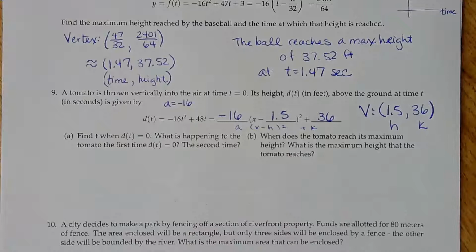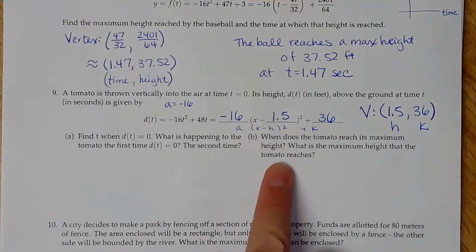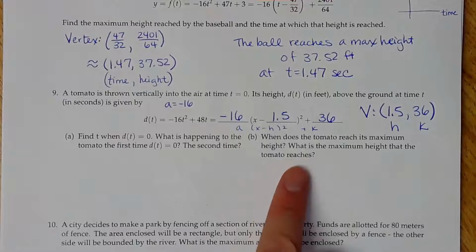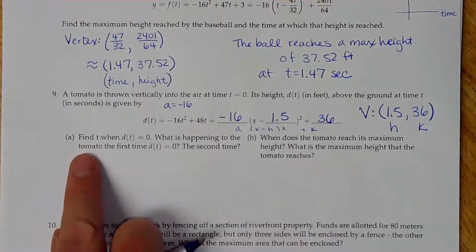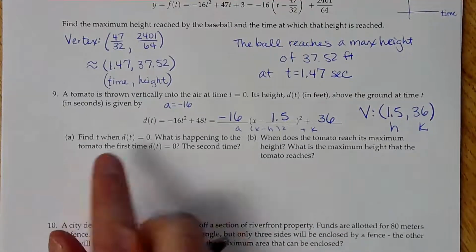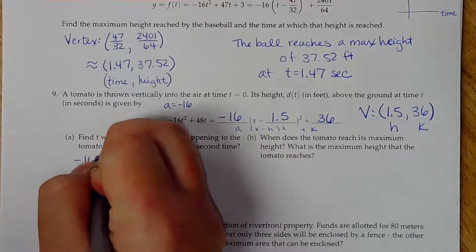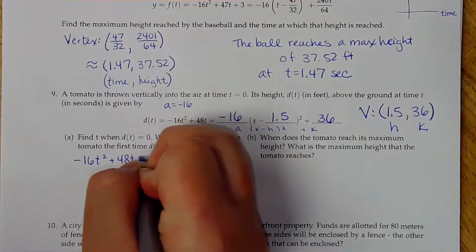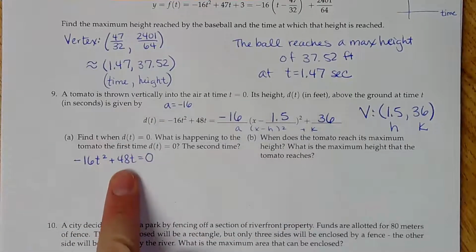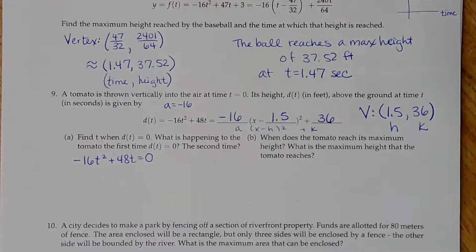All right. I would like you to pause the video and definitely do B. You should be able to do that now that you have the vertex. And then for part A, it says find t when d of t is 0. So in other words, when negative 16t squared plus 48t is equal to 0. And you can do this either with factoring or with the quadratic formula. You'll get two values for that. So pause the video, give both of those a try, and then we'll take a look at them together.